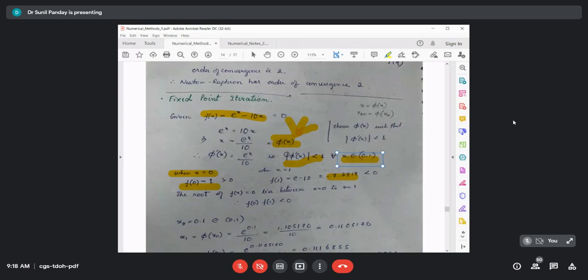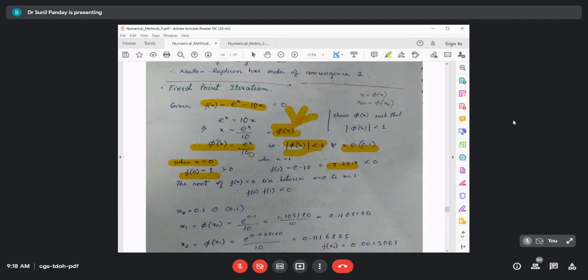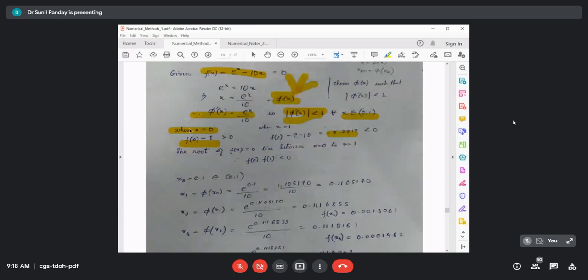And another thing I have to check is whether the absolute value of the first derivative is less than 1 for all x lying in the interval 0 to 1. If these two conditions are true, that is, the initial guess is from this interval and the absolute value of the first derivative of phi(x) is less than 1 for all x, then this will definitely converge toward the root. So I know that the root is lying between 0 and 1, so I can select any point within that.